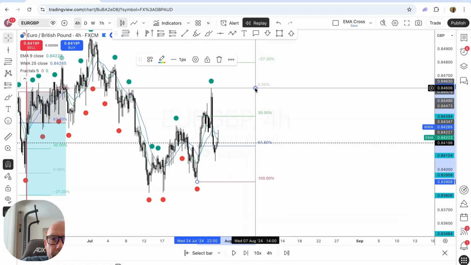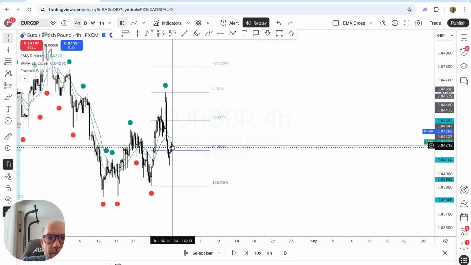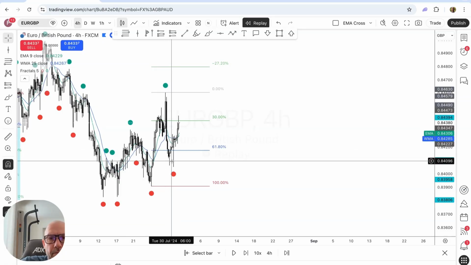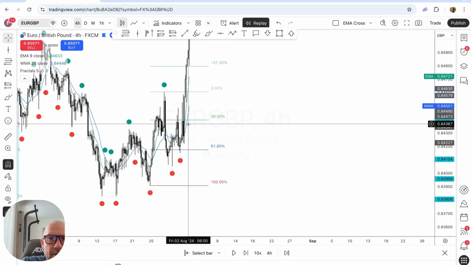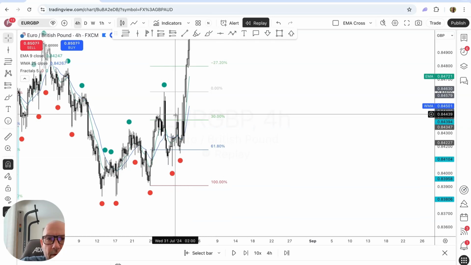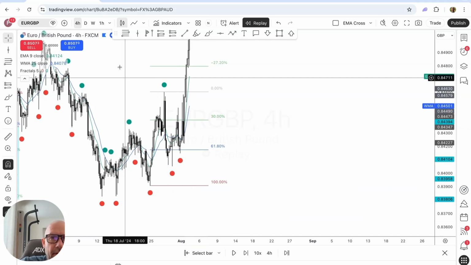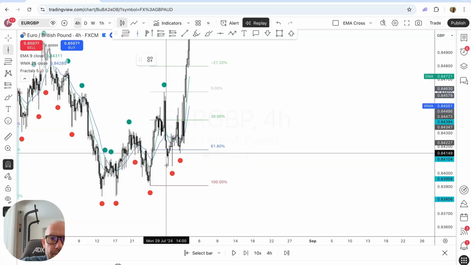I've missed this one already, but we're going to take this on a buy. There's our entry. That's actually a break even. Entry, 30%, back to entry. So that's a break even.